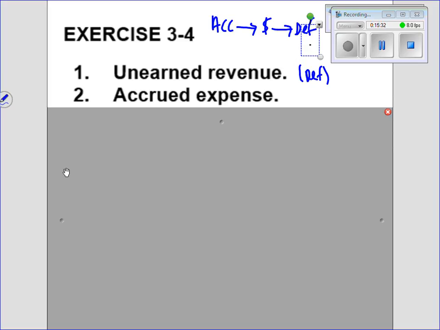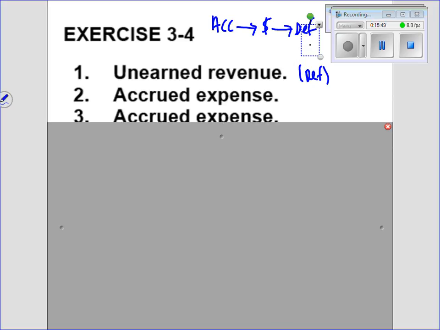Number 3, Hart's employees worked 3 days in 2014, but will not be paid until 2015. Is there money involved yet? No. So accrued expense. This happens all of the time. Think about your own jobs that you're in, you guys. You work some days, and you better hope they pay you, right? And so it's an accrued expense. The work has happened, they just haven't paid people yet.